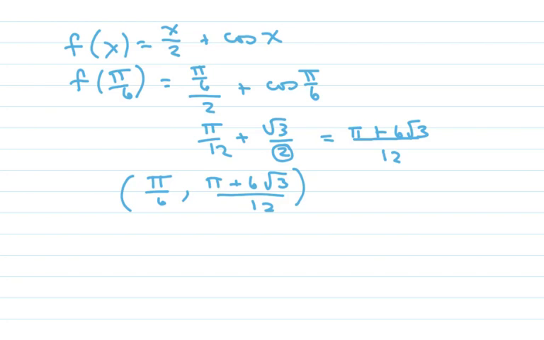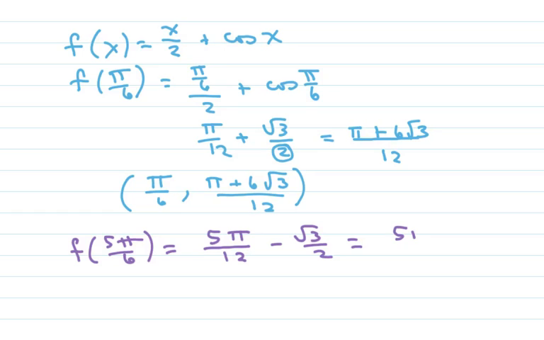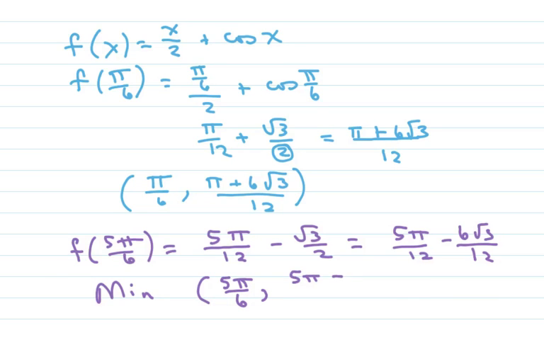Now we do the 5 pi over 6, and that's going to end up being 5 pi over 12 minus square root of 3 over 2, which is 5 pi over 12 minus 6 square root of 3 over 12. Or you can put it all together. And so that is going to be a relative minimum based on the intervals I tested. 5 pi over 6 is my angle, and then my output is 5 pi minus 6 square root of 3 all over 12. And that's all.